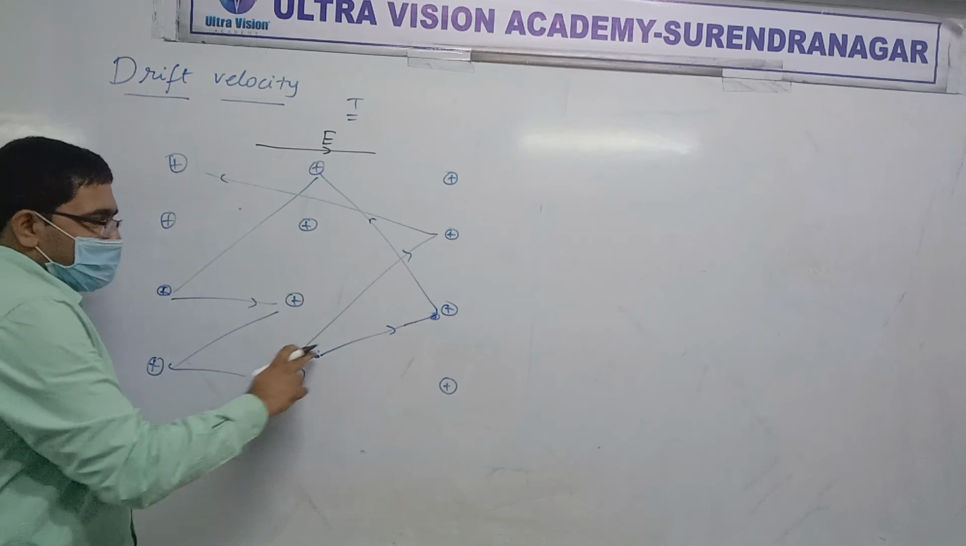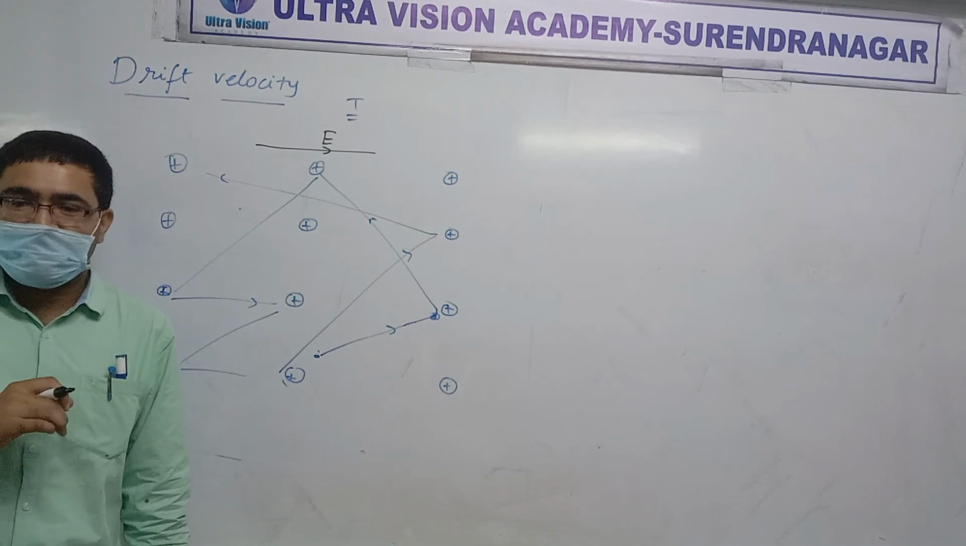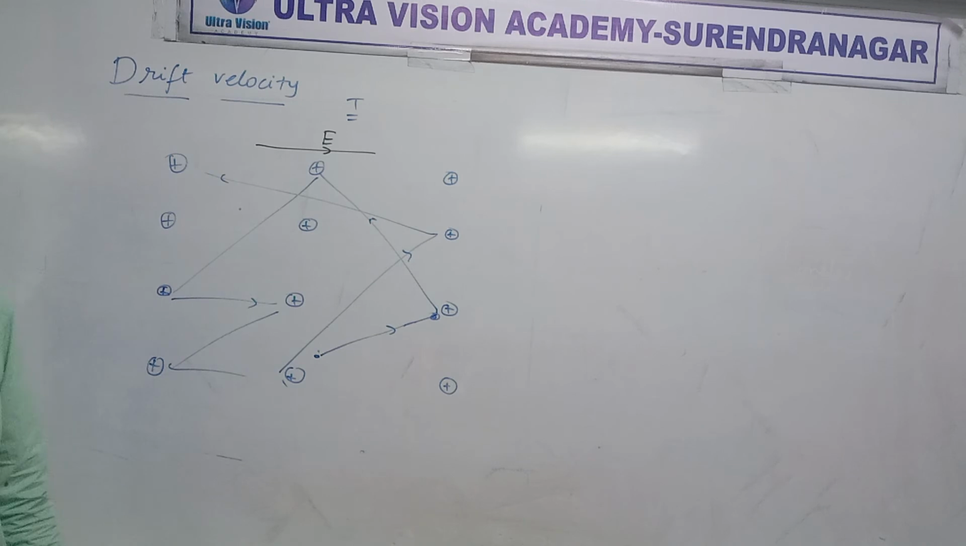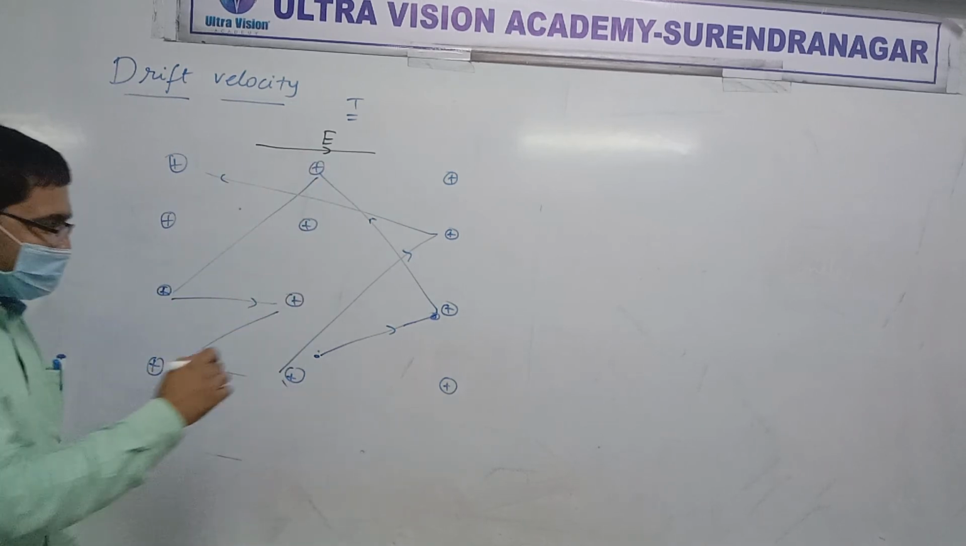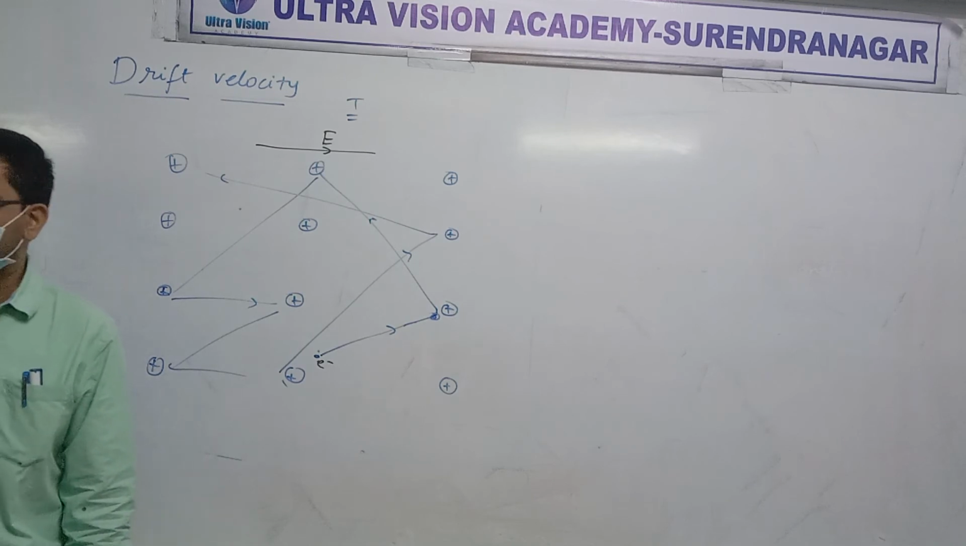Then when this electron will try to move, what will happen? There will be a force on it. Yes or no? There will be a force. In which direction? Right side. Right side. Left side. It's an electron, isn't it? Electron is negative. So force on it will be towards the left side.